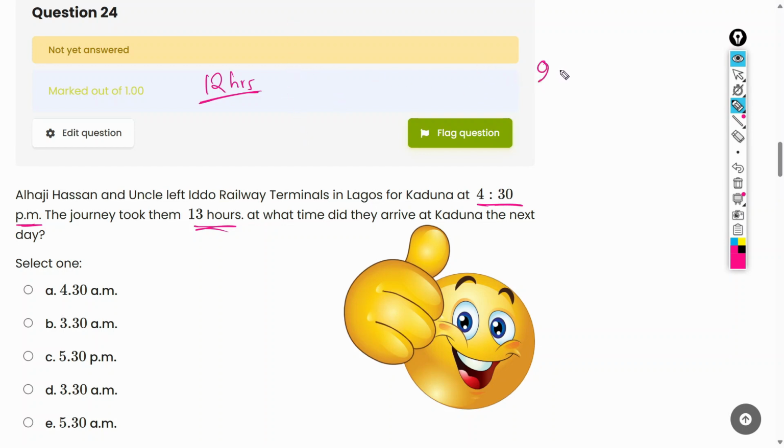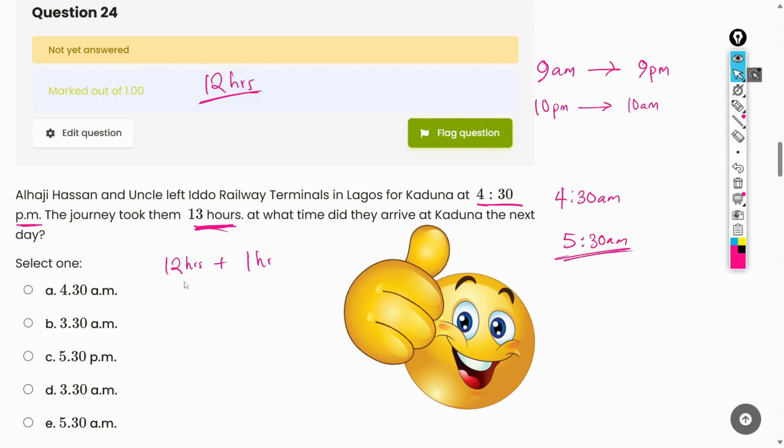So it means if you have 9 AM, 12 hours from that will be 9 PM. If you have 10 PM, 12 hours from that will be 10 AM the next day. So if we have 13 hours, that's the same thing as 12 hours plus 1 hour. So from 4:30 p.m., 12 hours would be 4:30 a.m. the next day. And then we add 1 hour on top of it. That's 5:30 a.m. Here we go.